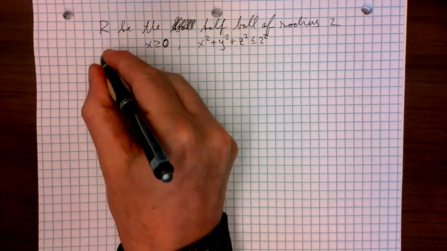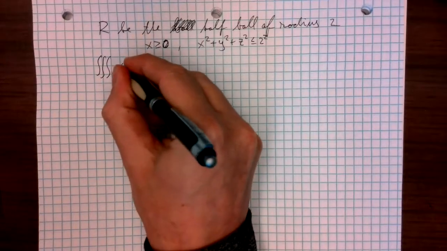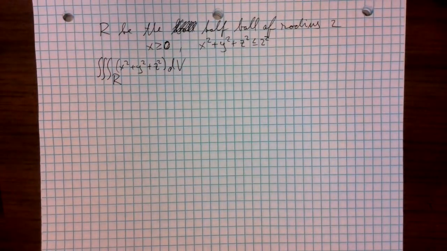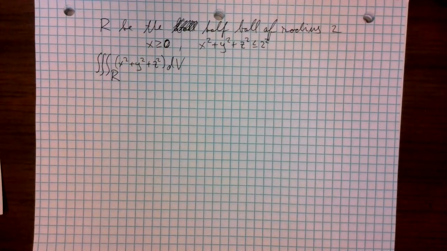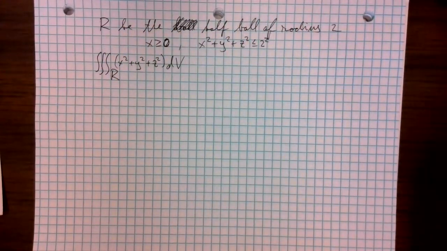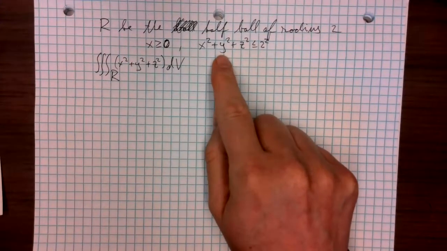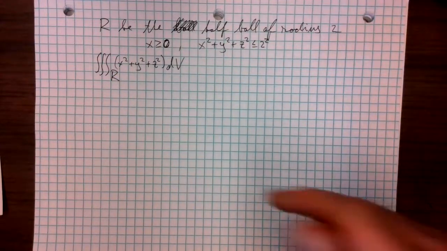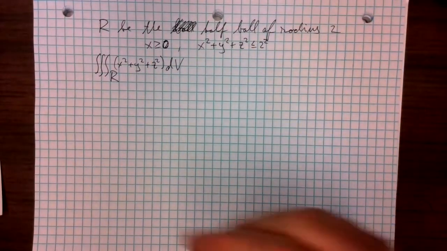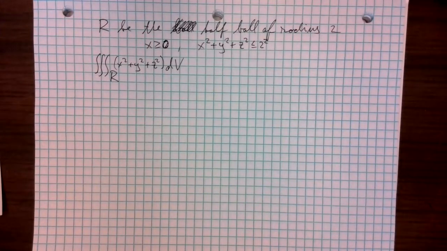And what we want to integrate over R is x squared plus y squared plus z squared, with respect to the volume. Now, if you saw such a problem, you'd say, well, this looks really like something for spherical coordinates, right? Because the set itself is nice in terms of spherical coordinates, and furthermore the function that we're integrating is also nice in terms of spherical coordinates. So this should become much simpler if we do it in spherical coordinates, and it does.